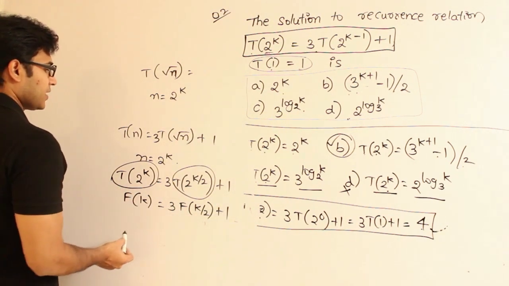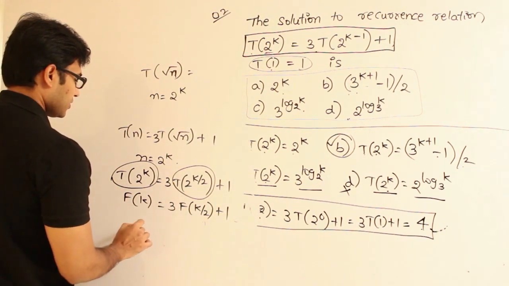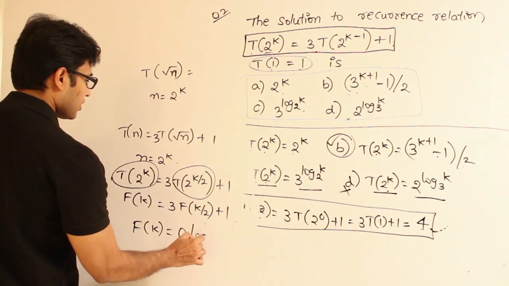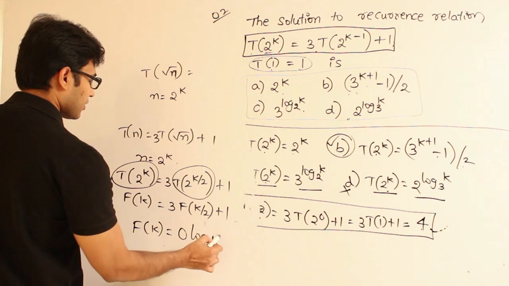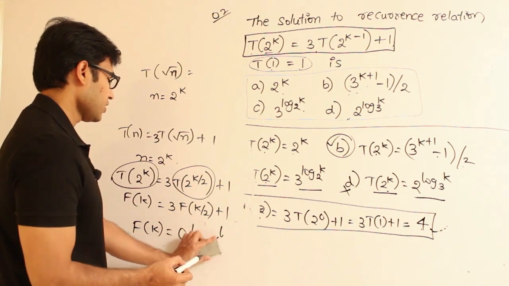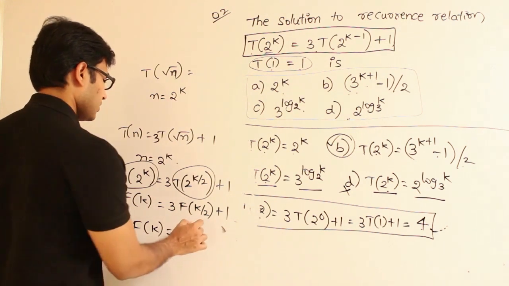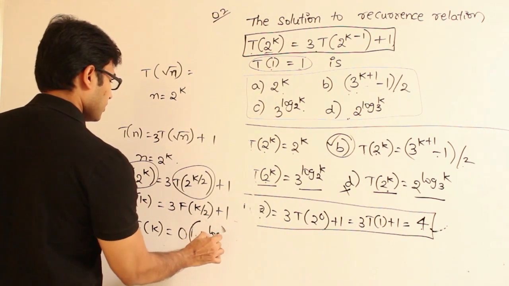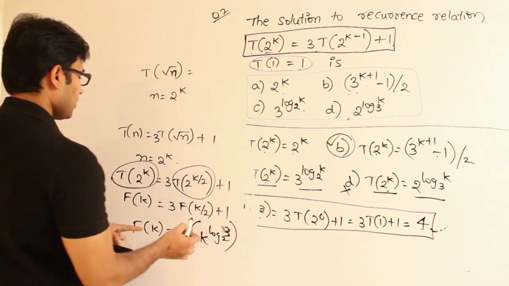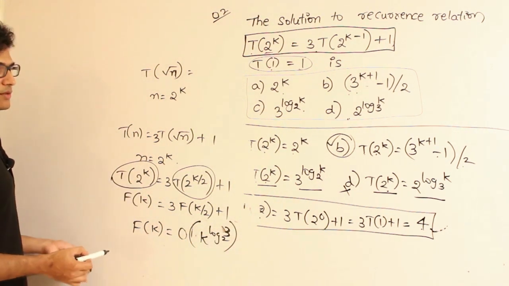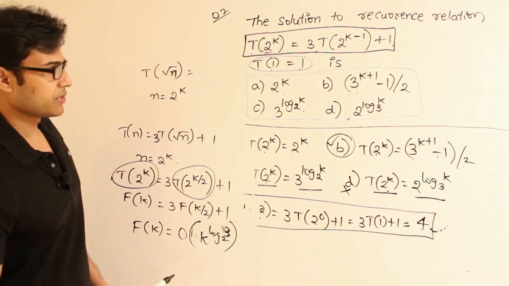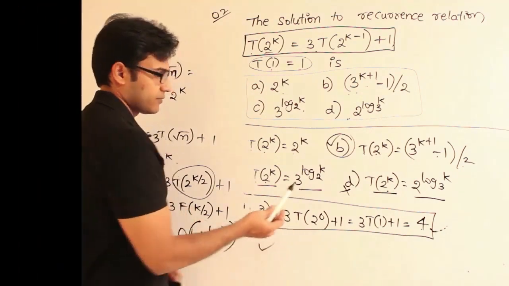Now you can apply Master's theorem, and from Master's theorem you can find out that f of k equal to big O of k power log 3 base 2, right? And then you can convert it back appropriately and you can get it. Therefore, using these substitutions you can solve all such questions, right?